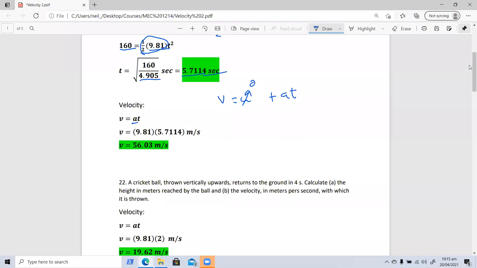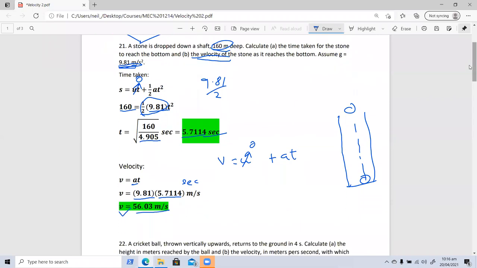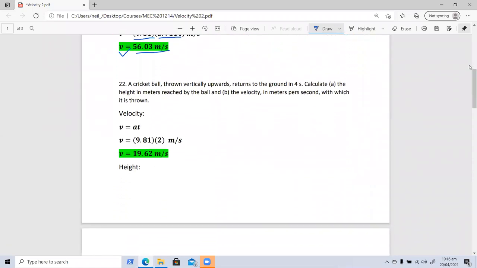The acceleration, again, is 9.81. The time is the time we just calculated, which is the time it took for this stone being dropped down the shaft, right, to reach the bottom. That time, which we found, is 5.7114 seconds. Multiplying that, we get V is equal to 56.03 meters per second. And that's the velocity. Okay, good. So assuming you guys don't have any questions on that, I'll just move on to number 22.